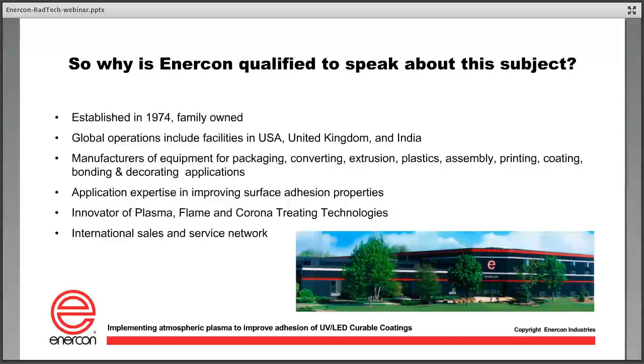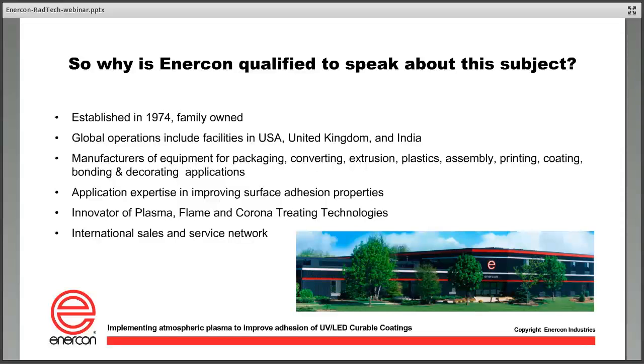So I'll just start by giving a little bit of overview on Enercon. That is whom I'm representing today. If you're not familiar, we're based just north of Milwaukee, Wisconsin. However, we have locations in the UK and India as well. We are a first-generation family-owned company, established in 1974.